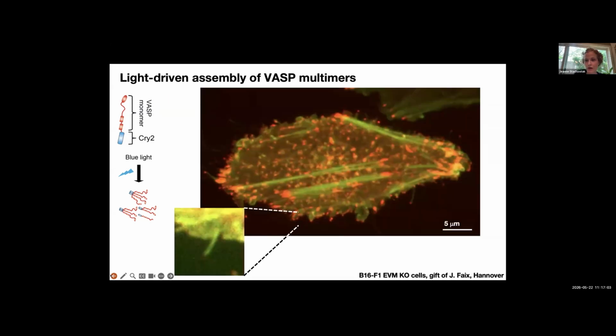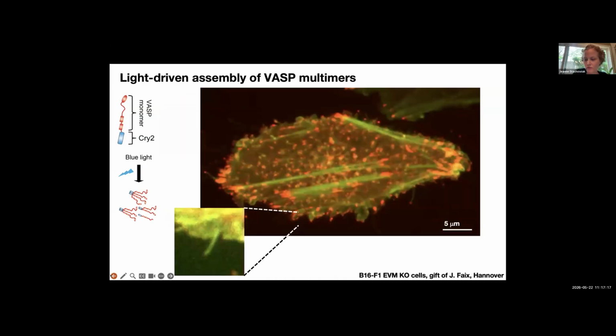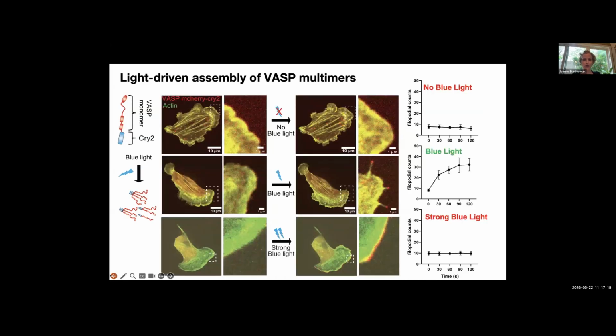But when you turn on the blue light, oh, sorry, wrong direction. Oh, you get a big burst of filopodia within a couple of minutes, this massive increase in the number of filopodia. And you might think that more light would be better, but it turns out that's not true. If you add more light, you actually get this sort of rigid recruitment of VASP to the leading edge that seems to block the production of more filopodia. So this is kind of interesting that we seem to need a flexible network to promote assembly of the filopodia.